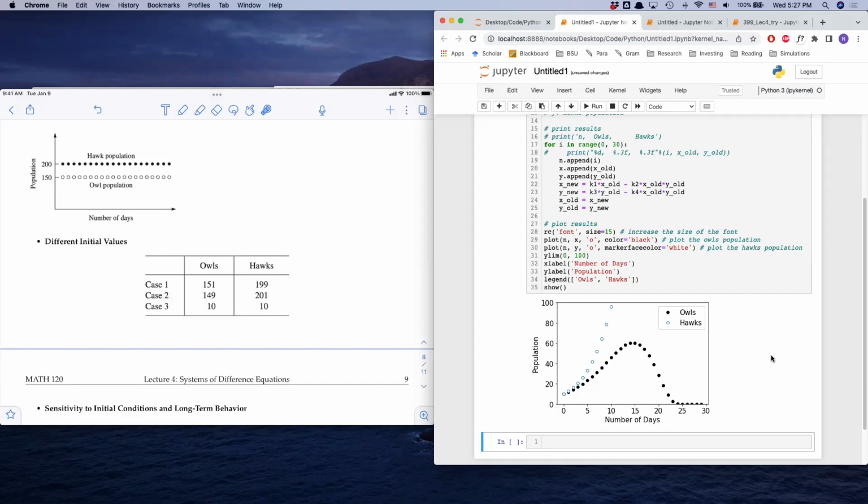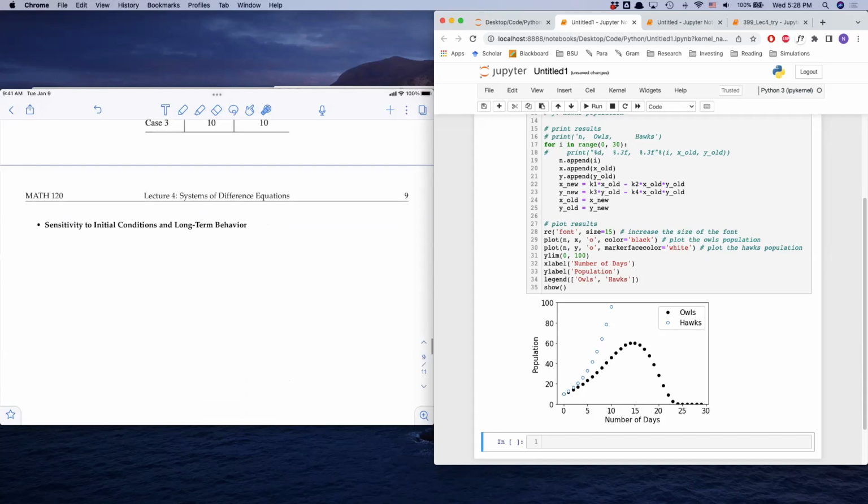So what can we say about these simulations? We can say that the equilibrium point is not stable, or is unstable, because the system is very sensitive to the initial values. If you just change a very small number of owls or Hawks, the population will change drastically. So that's the big conclusion that you can draw from these calculations.